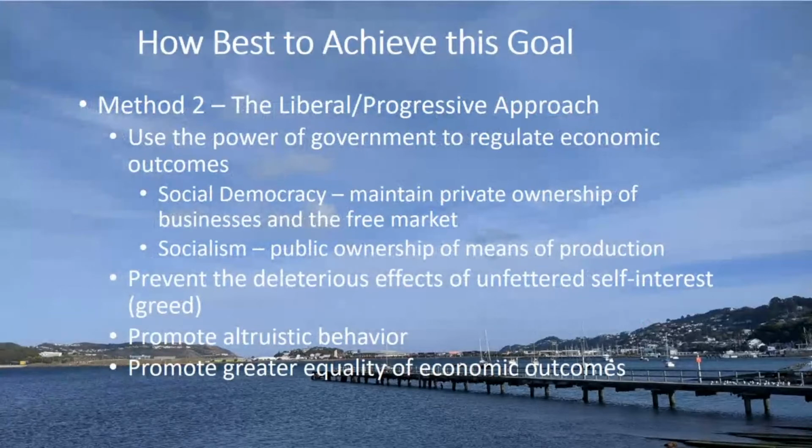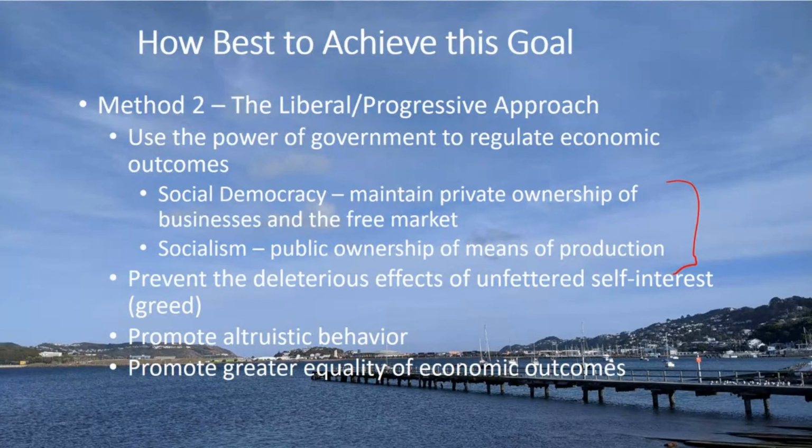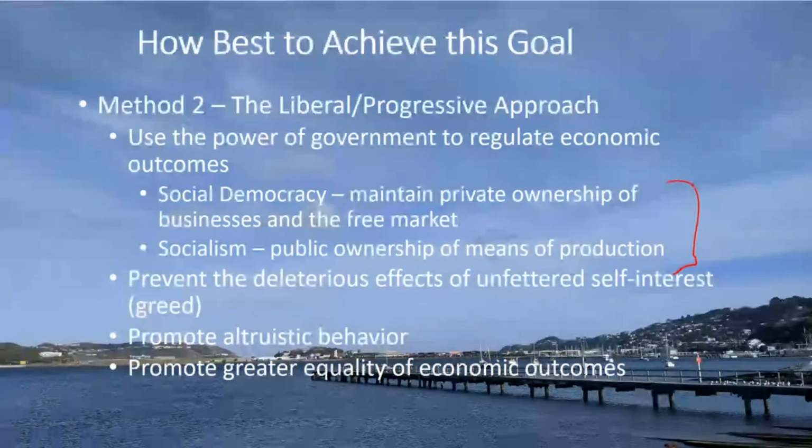Now, method number two, what we might call the liberal or progressive approach to the economic problem. This says use the power of government to regulate economic outcomes. I want to distinguish between two different forms on the left. The first is social democracy, which says, let's keep the free market. Let's maintain private ownership of the means of production and leave that free. But let's intervene in a lot of different ways with government interventions to help control behavior and market outcomes, to try to be more fair and more just in the allocation of goods and services across individuals.